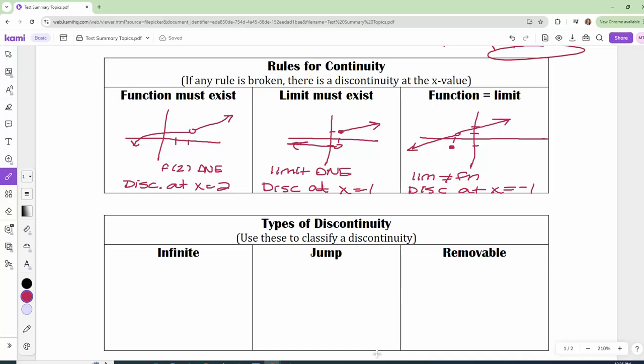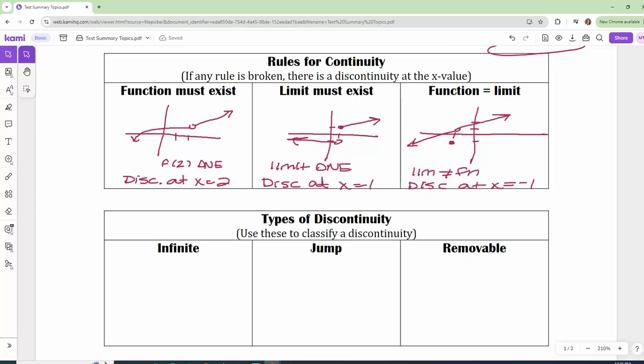You have to pay attention to the turn, because you can make mistakes if you're not reading carefully. If I tell you the rule, you're telling me one of these 3 things. If I ask for the type, then you're classifying.